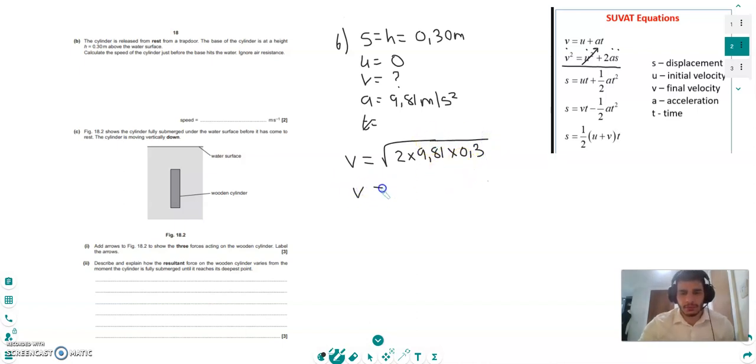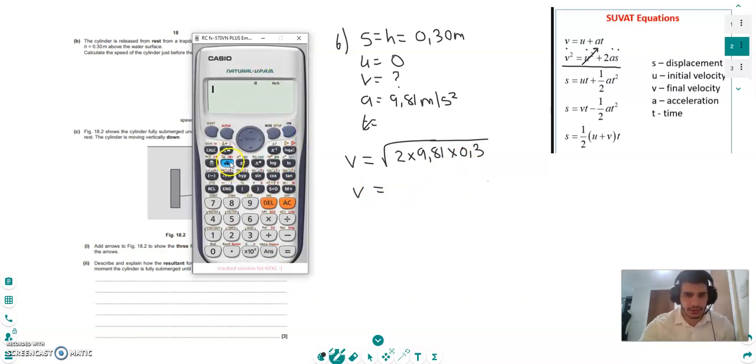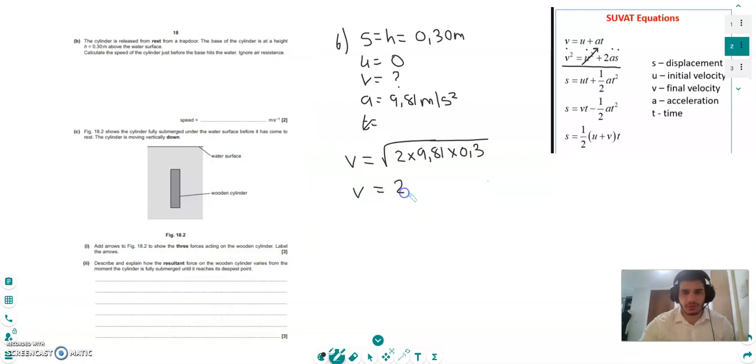And v is equal to, if I use my calculator again, 2 times 9.81 times 0.3, square-rooted, which is 2.43 in 3 significant figures, remember. 2.43 meters per second.